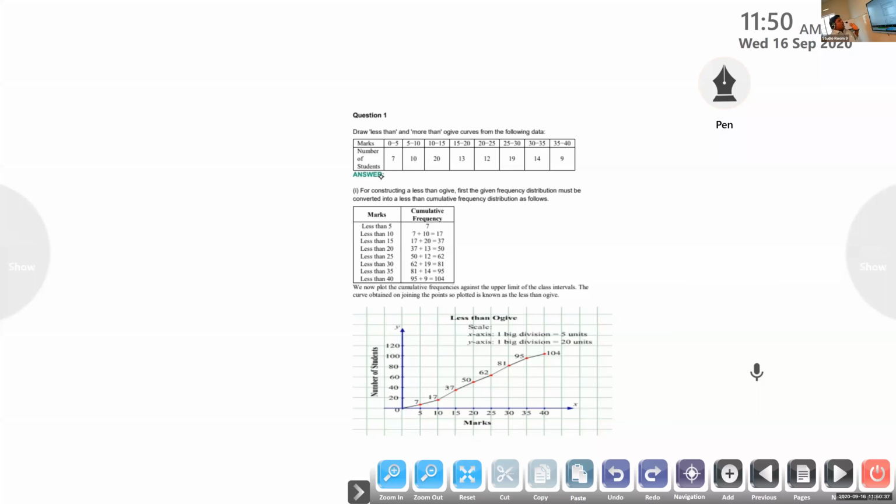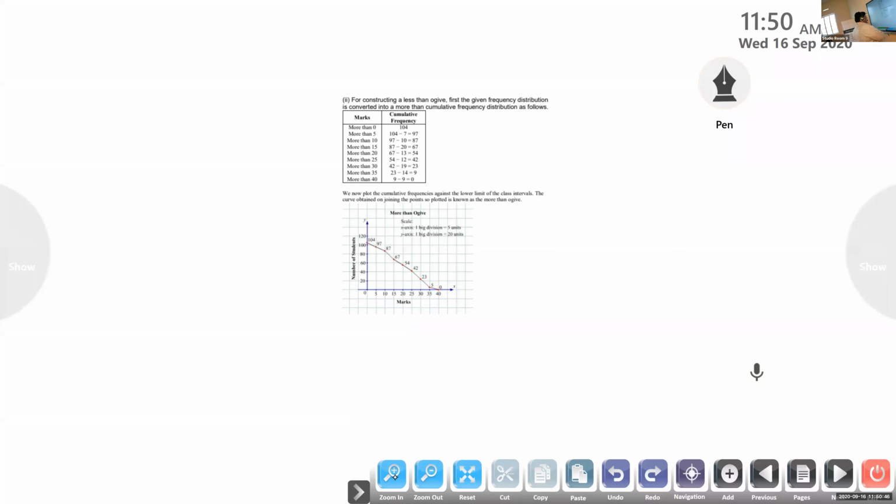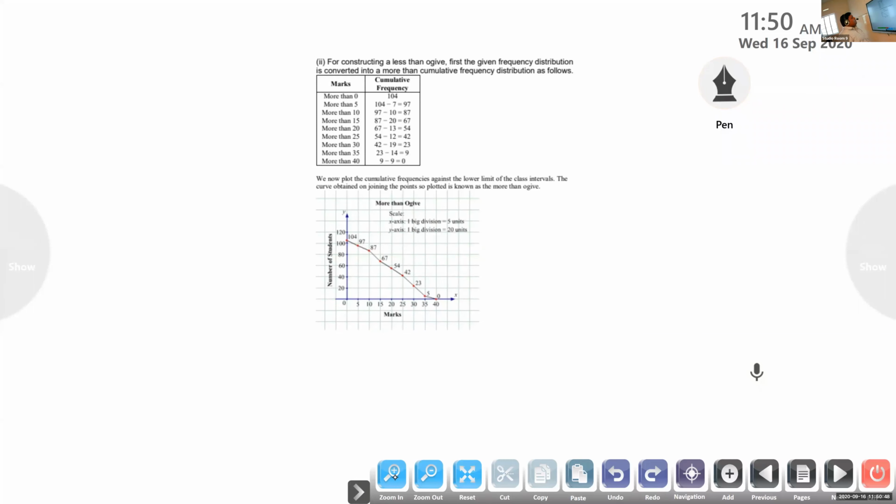So we know how to construct a less than ogive. Now we are moving forward with the construction of the more than ogive. The idea is clear, right? So the more than method is just the opposite of that. Here the marks and cumulative frequency are mentioned. In the more than method, for constructing a more than ogive, first the given frequency distribution is converted into a more than cumulative frequency distribution as follows. It's not less than, it's more than. Here, more than 0, we know that. How many are there? What is the total number?